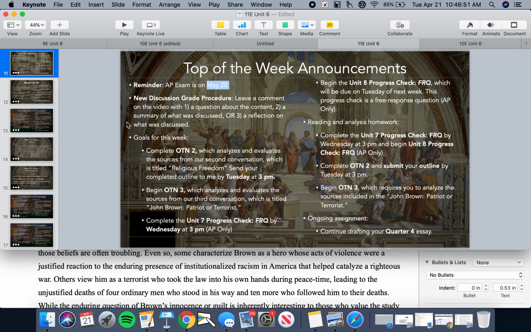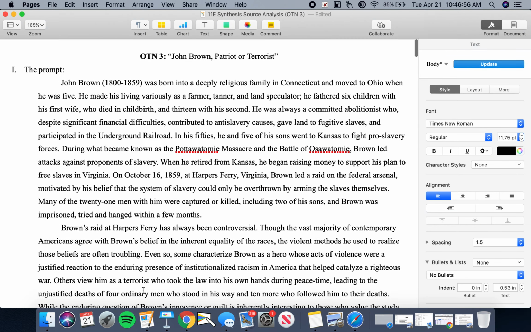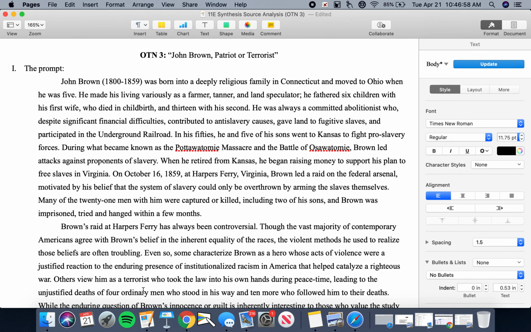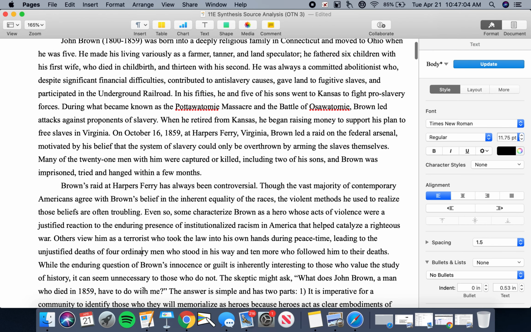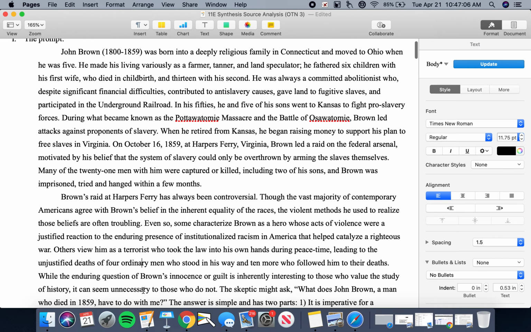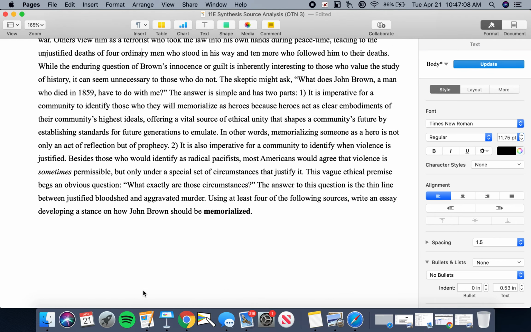Let's go ahead and get into OTN 3, which is basically what you need to begin working on today. You're going to look at the first two sources from this collection of documents. Yesterday we talked about the prompt. I want to quickly return to the central theme of the prompt, which is about how John Brown should be memorialized.